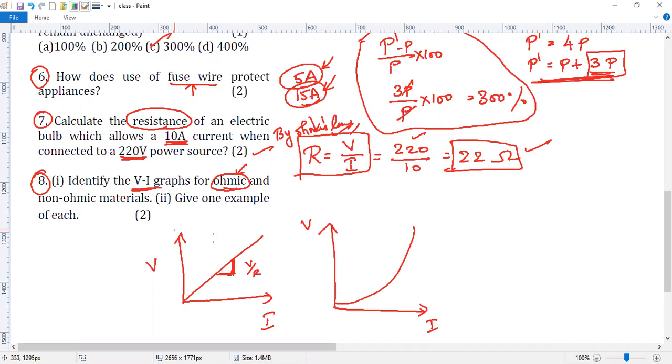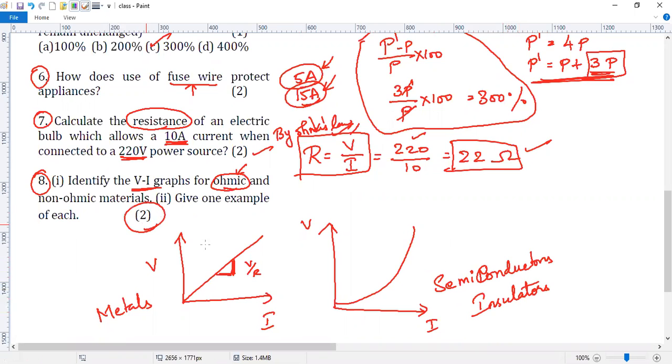So material examples. When it comes to ohmic materials, all metals are ohmic in nature. Semiconductors are all non-ohmic, and also insulators. All of these we can say are non-ohmic materials. So for this it is 2 marks: the graph plus one example, 1 plus 1, 2 marks. Okay.